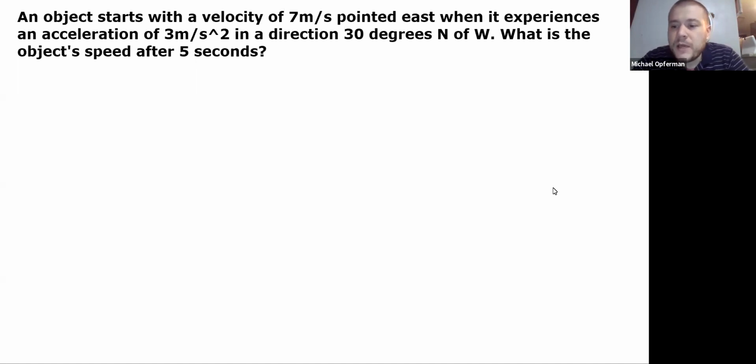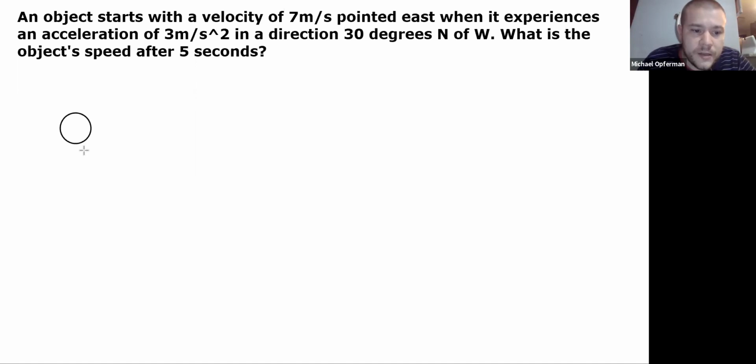Okay, so step one, identify the initial and final states clearly. Make sure you know what problem you're solving. The question tells me the object starts with a velocity of 7 meters per second pointing east. So that's my initial state, clearly.